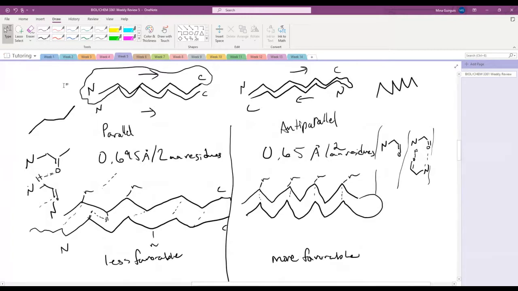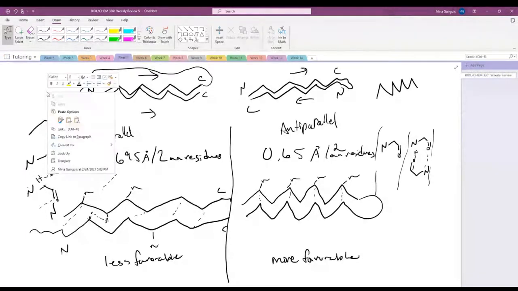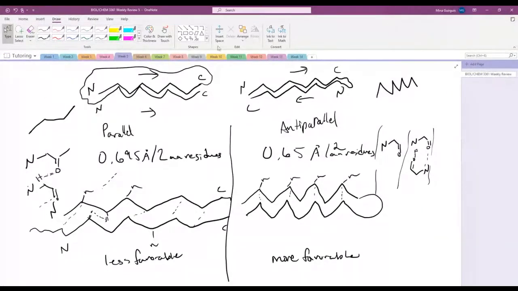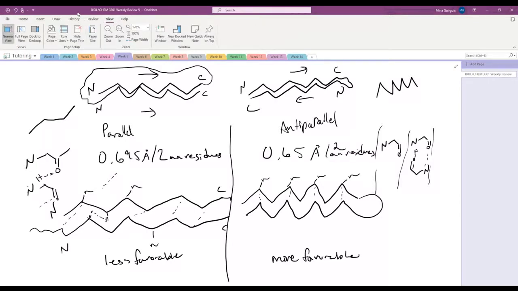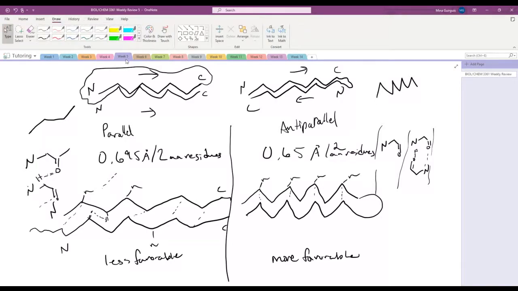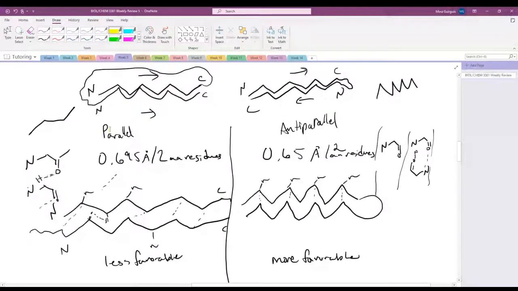So what we're looking at here, I don't know if I can get a laser pointer or something, because that would really help out with pointing at things. Let me see. View, maybe? No, I don't think I can. That's okay. I'll just have to highlight. So I'm going to start with parallel.